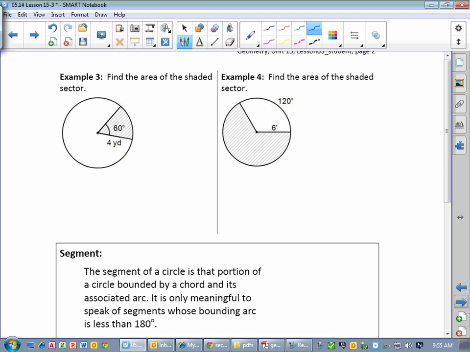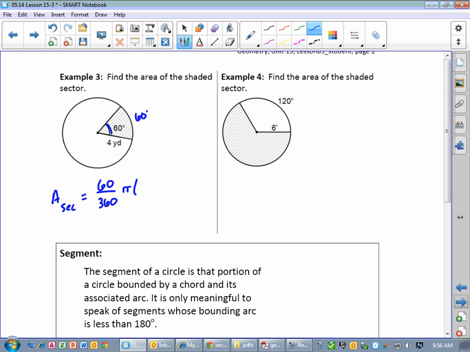Okay, shaded area. So this time, notice since the central angle is 60, the arc is 60. And so I'm going to say the area of the sector. There's not really good notation for some of this stuff, so just put A sub sector. Well, we're talking about 60 degrees out of 360 total. So that's that fraction of the whole circle times the area of the whole circle.